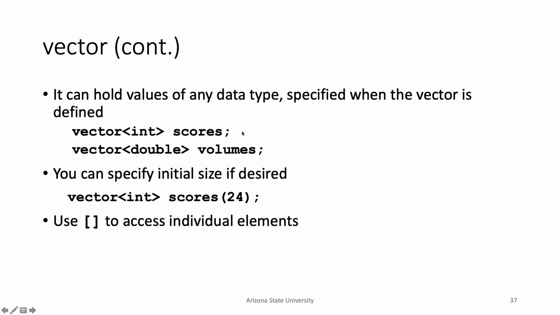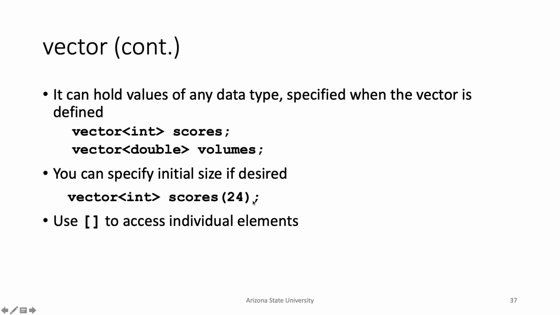Okay, so the great thing about vector is something called a templatized class. And we'll get to templates in a few weeks. But what you need to do is, right after the word vector, you have to put angle brackets and some type inside. And what that indicates is the scores vector here has ints in it. Okay, so it's just like making an int array, but here I'm saying the vector contains ints. This volumes vector has doubles in it.